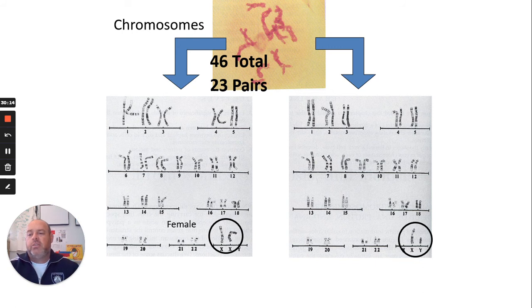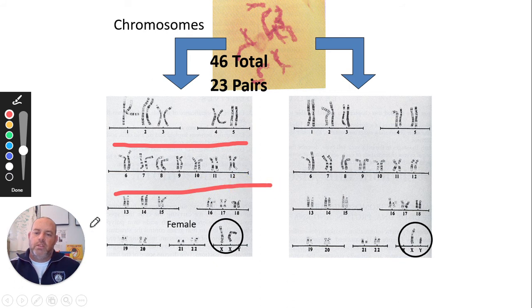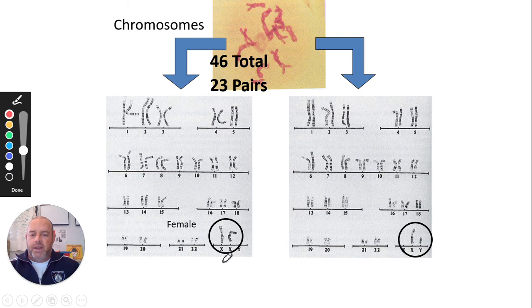The first ones with all the numbers, right? Here's 1 through 22. Those are all called autosomes. And then you have the two sex chromosomes down here, where you have, in this case, XX, and in this case over here, you have XY.